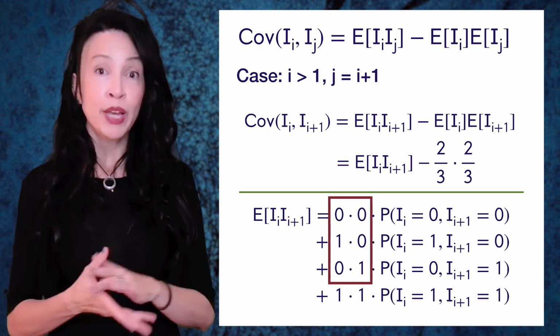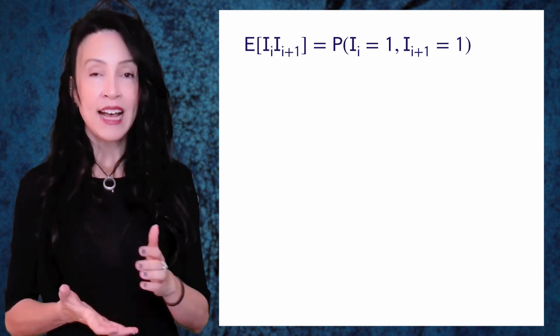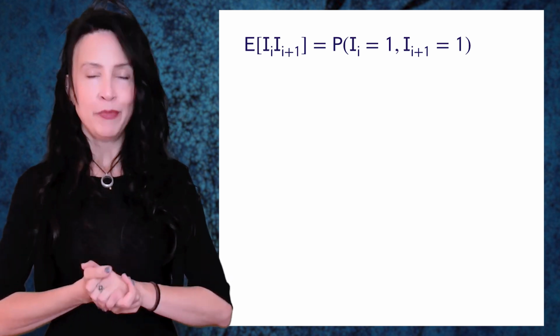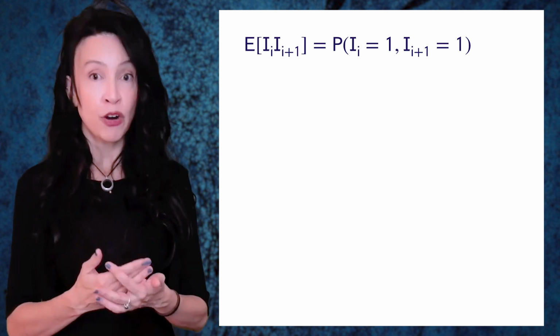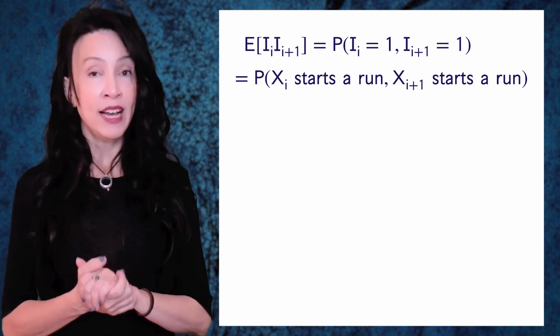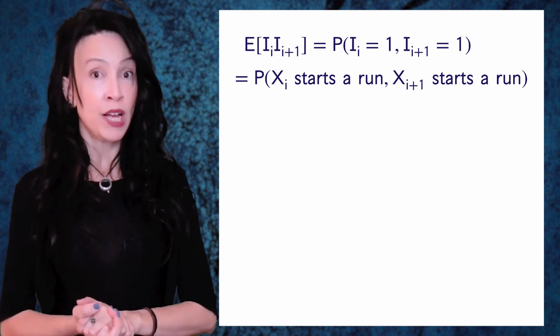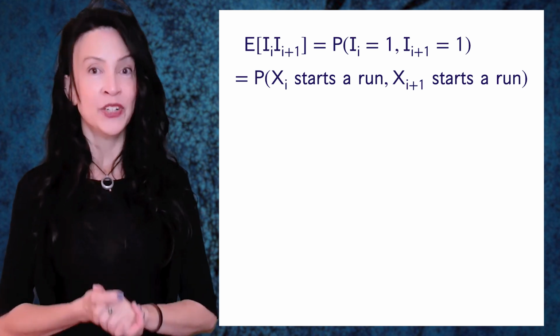So cleaning this all up, we have the expected value of I sub I times I sub I plus 1 as the joint probability that I sub I is 1 and I sub I plus 1 is 1. These indicators are 1 if the corresponding x's start a run, and they can be up or down. So this probability is the same thing as saying that x sub I starts a run and x sub I plus 1 starts a run. And now we have 4 cases to consider again.